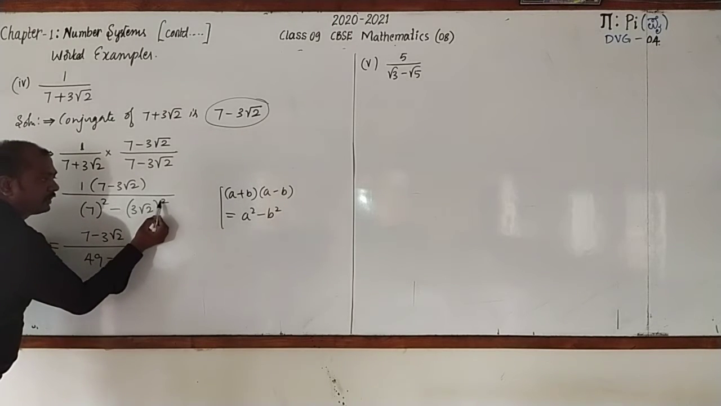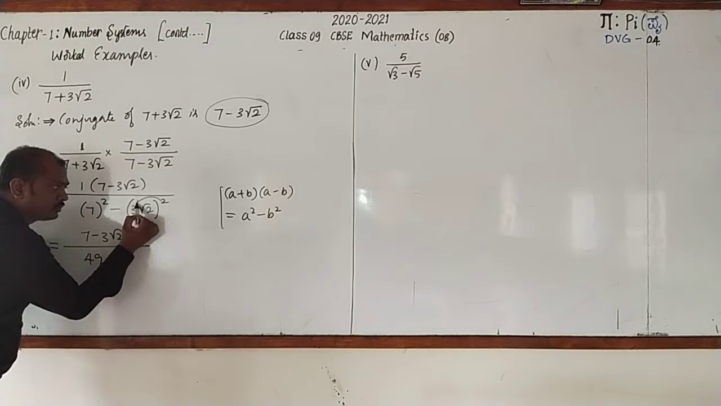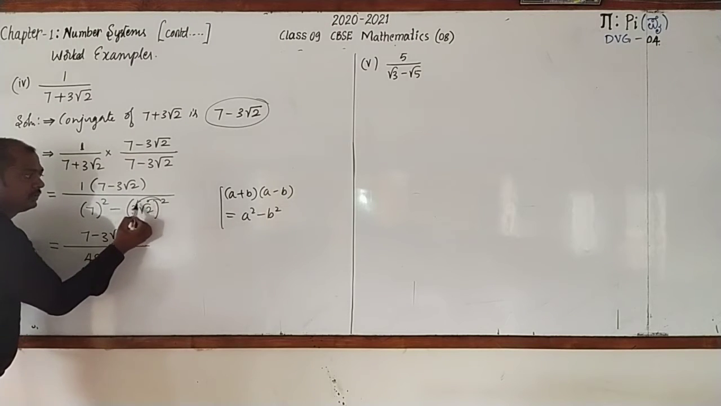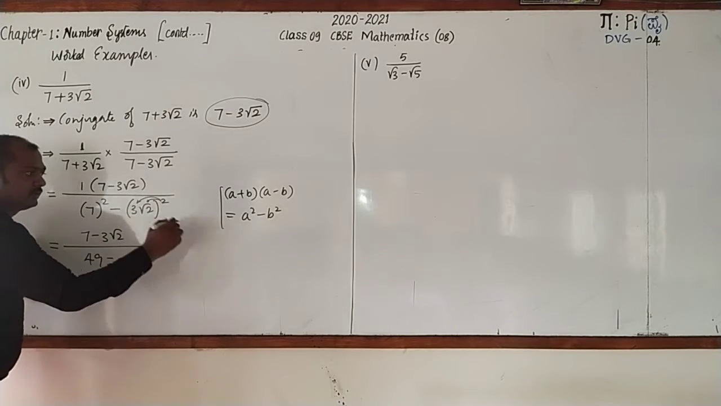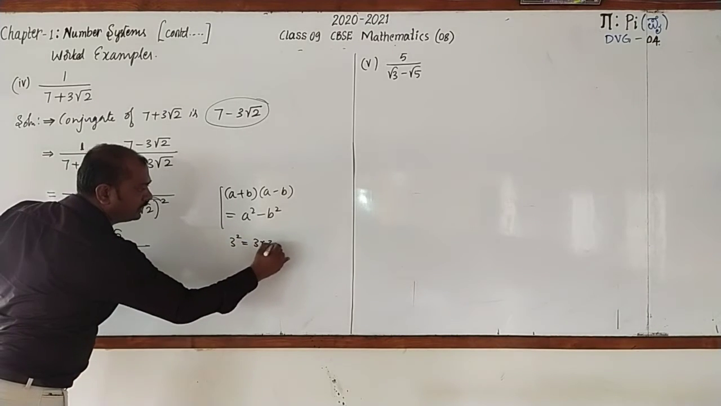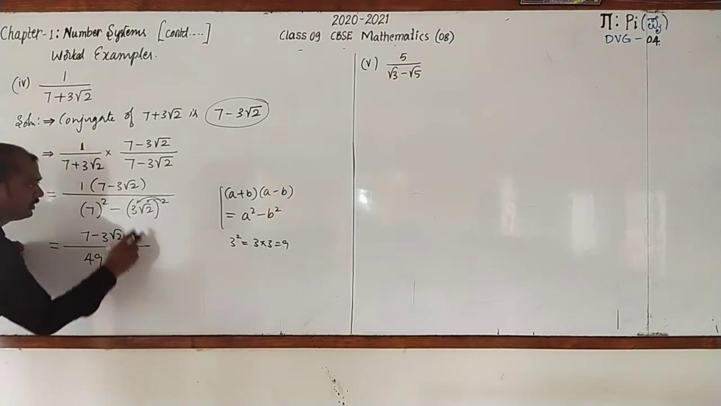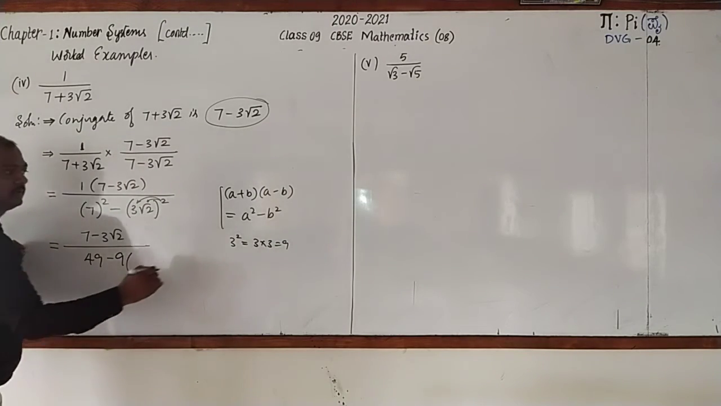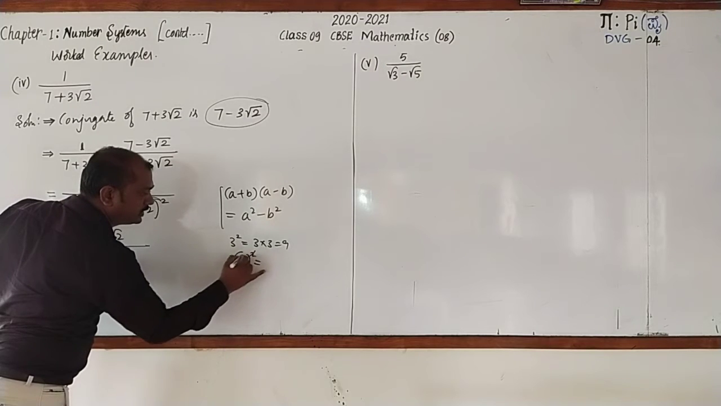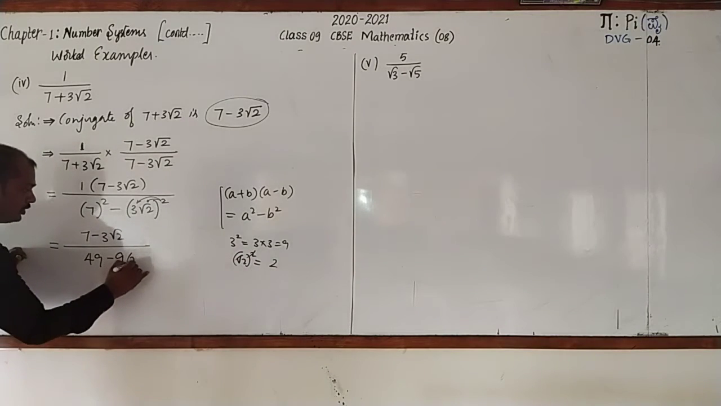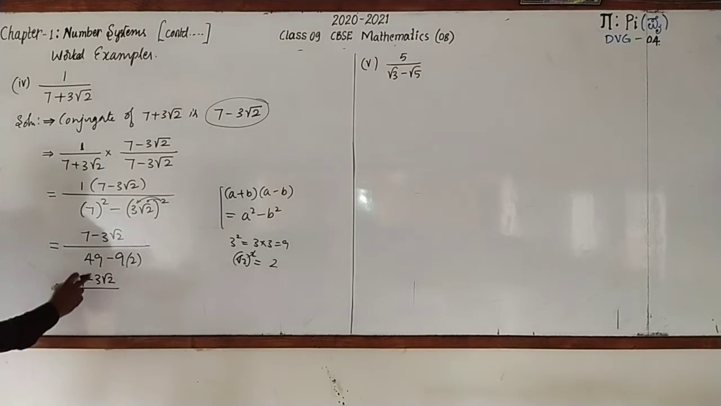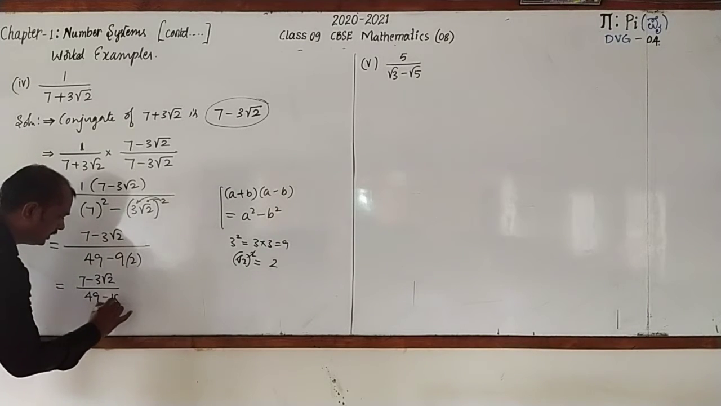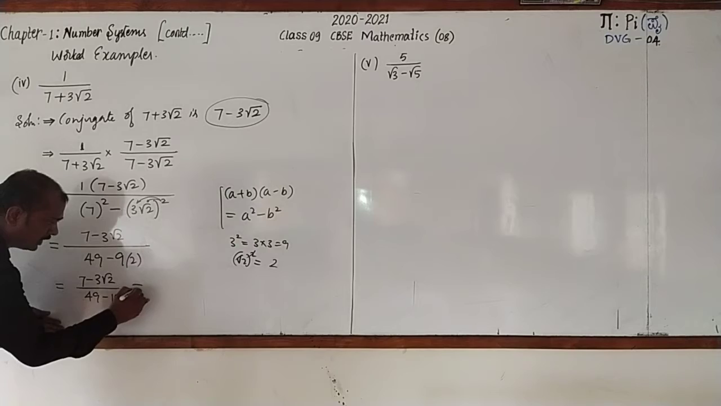Look here, square is there. This square should be applicable to both 3 square and root 2 whole square. What is 3 square? It is 3 into 3, it is 9. Next, root 2 whole square, it is just 2. This is equal to (7 minus 3 root 2) by 49 minus, what is 9 twos? It is 18. I don't have space, so I am going to write here.